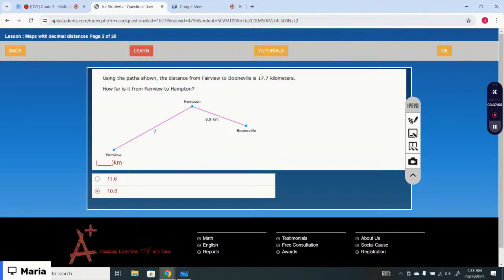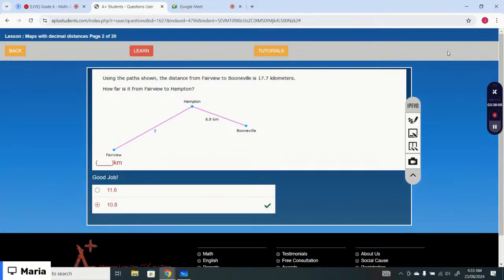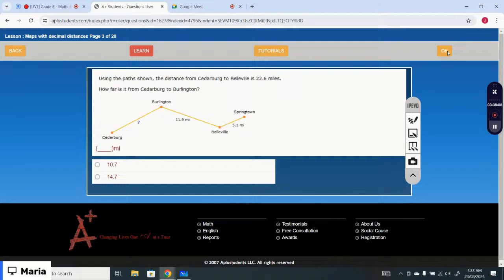Which is the correct option? Oh, I'm on the same question. I forgot to click on the OK button. Yes, use the path shown.